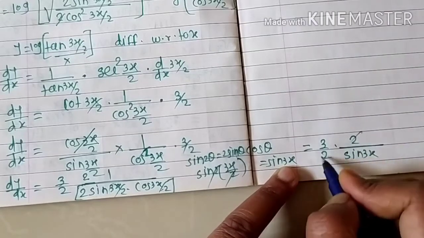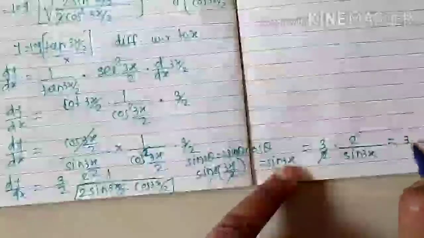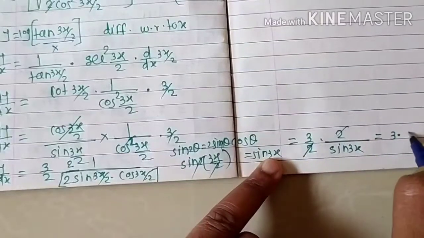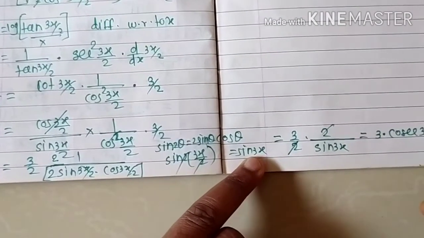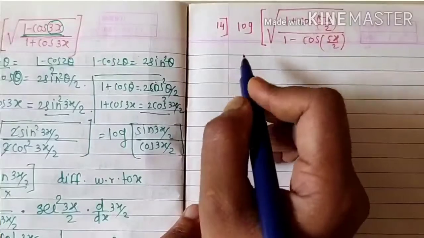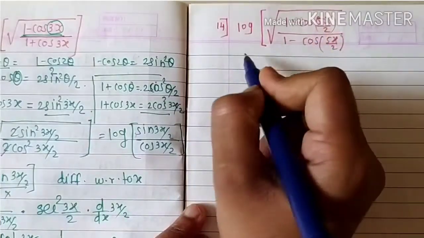Then again 2 gets cancelled, here what remains is 3, and 1 upon sin means cosec, that is cosec of 3x, which is the value of the derivative. Okay, so simplify, same thing as the last example.